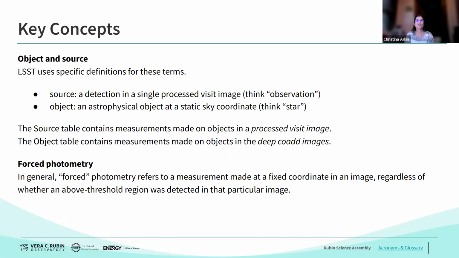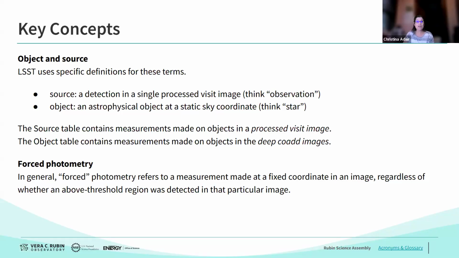In LSST, we have these terms that we use specifically. We discuss a source or an object a lot within LSST. A source is a detection in a single processed visit image, so you can think of it like an observation. An object, on the other hand, is an astrophysical object in the static sky coordinate, so we can think of a star there. So that's an object.